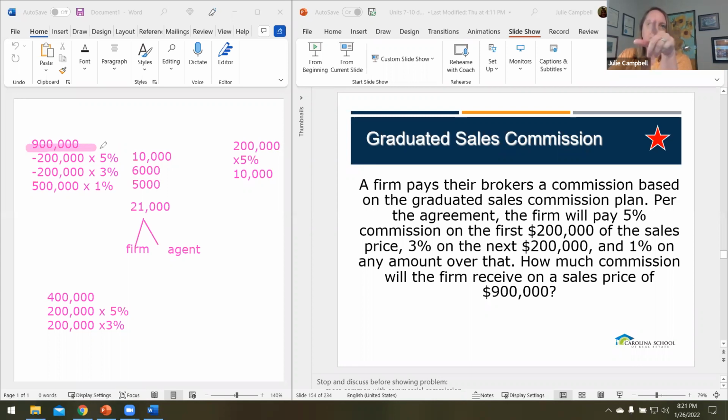Did I hear another question? Well, I know this is an example, right? There's no way in the world commercial real estate could be earning less commission than residential, right? $21,000 on a $900,000 property seems a bit low. And this is just an example. Yeah.